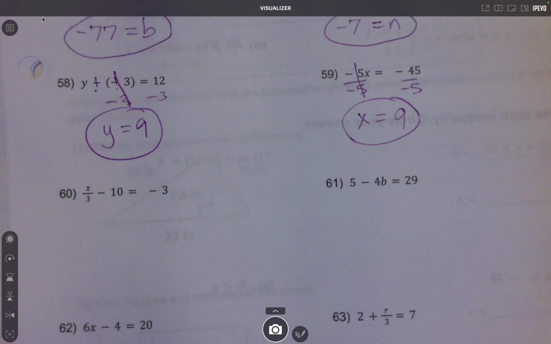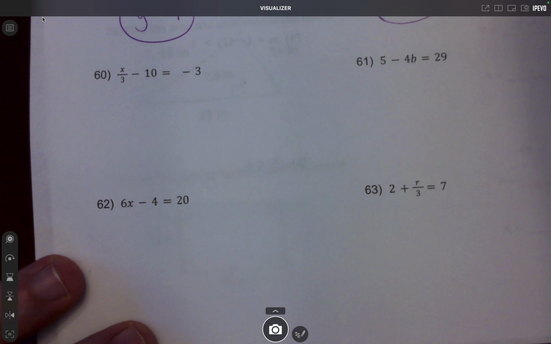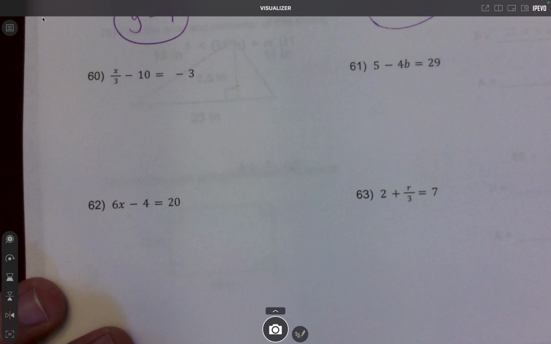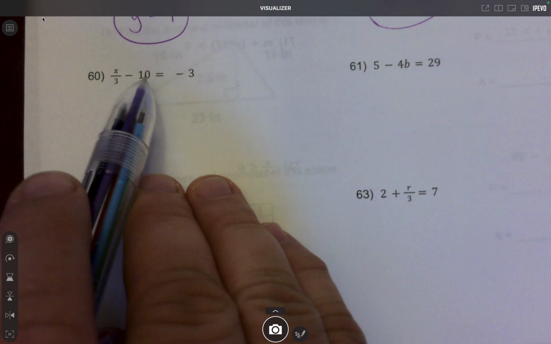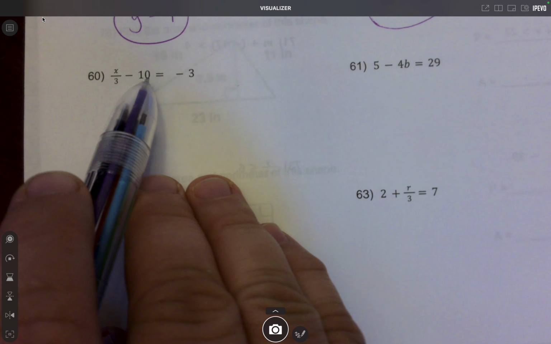So those first four, 56 through 59, were all one-step equations. The next four are two-step equations. Now the process is still the same in that we want to do the opposite of what's happening, but we have to make sure we do it in the correct order. So we do need to move the 3 and the 10, but what's important is to make sure you do it in the correct order.